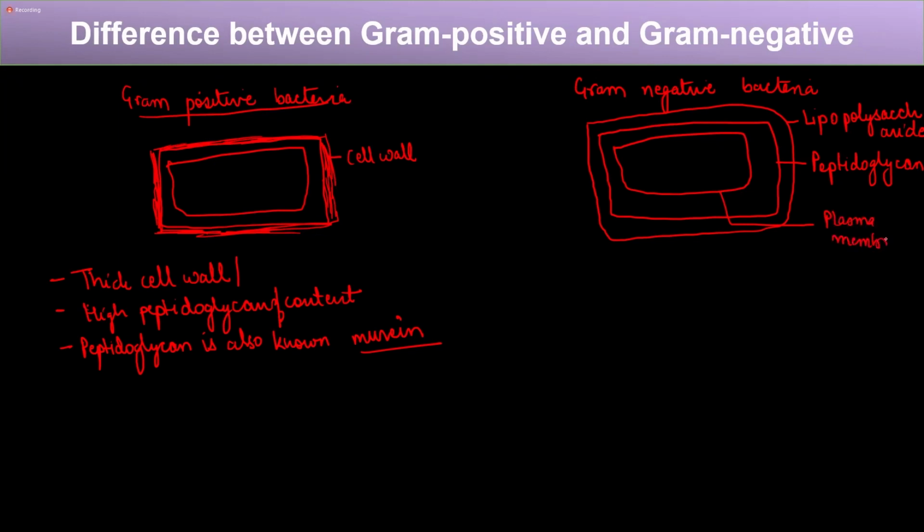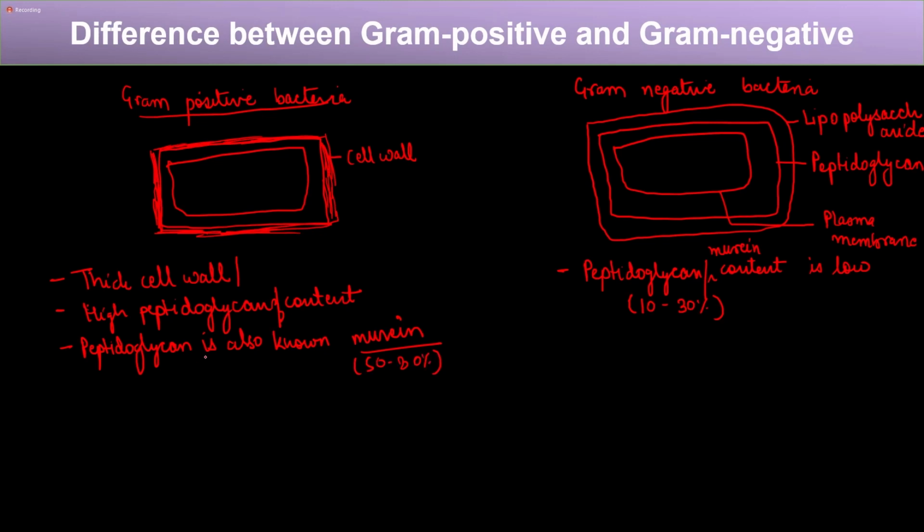So in gram-negative bacteria, if you see, the peptidoglycan layer is thin, right? So the peptidoglycan, or murein, content in gram-negative bacteria is low. It is around 10 to 30%. But in the case of gram-positive bacteria, it's 50 to 80%.